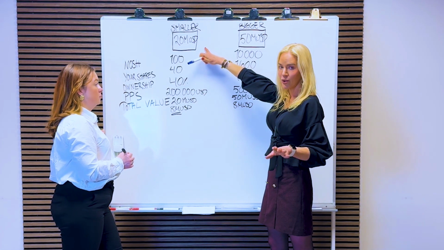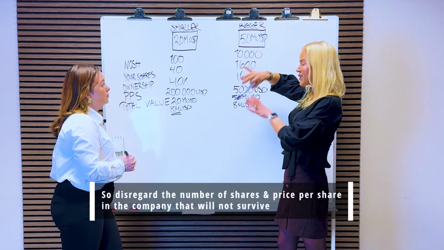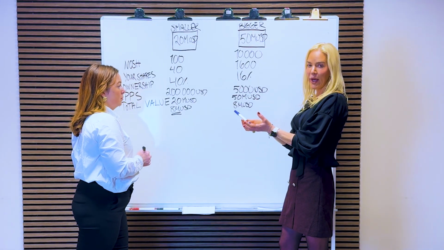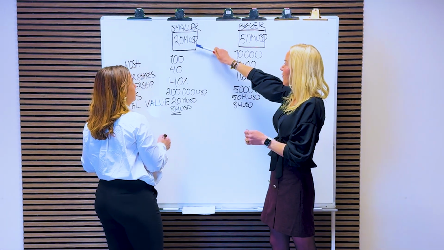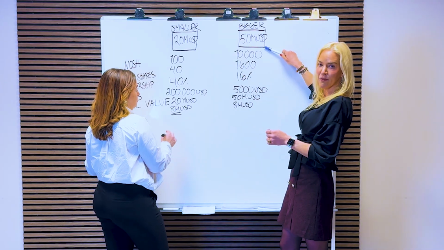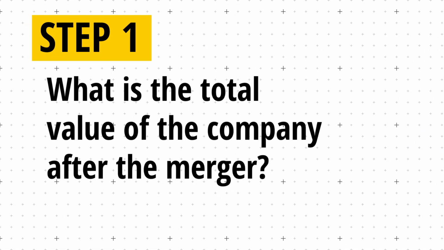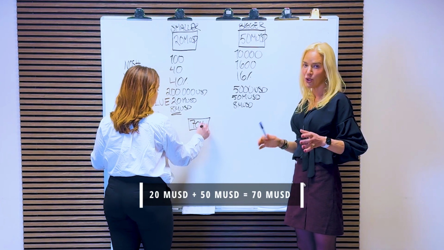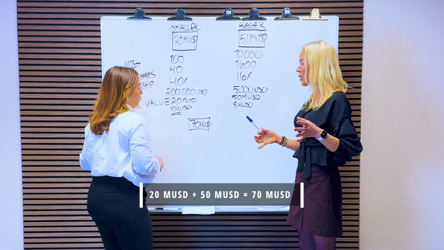So to begin with, we want to know what is the value of the new, complete, merged entity. And there we have 20 plus 50. So that's very simple. I just write it up here. 20 plus 50, we have the value of the new company.